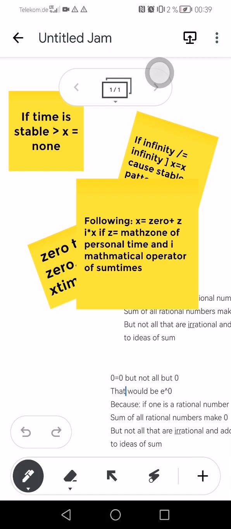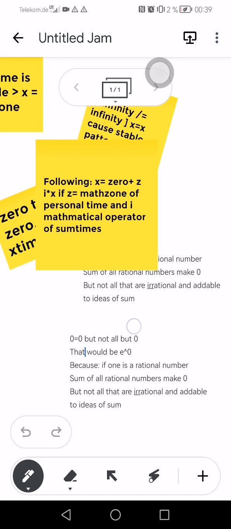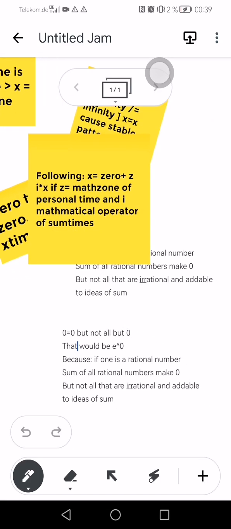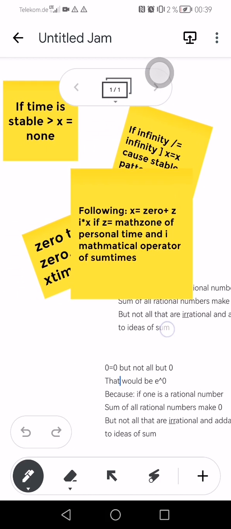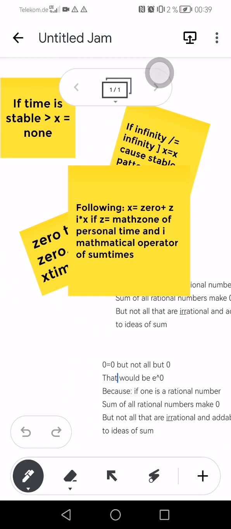And if that would work, proven by this down here, 0 but 0 is not all but 0, and the sum equations of it, then in fact time is stable, but only if x equals none. And that is only in one case the idea, but in death, but not in life.